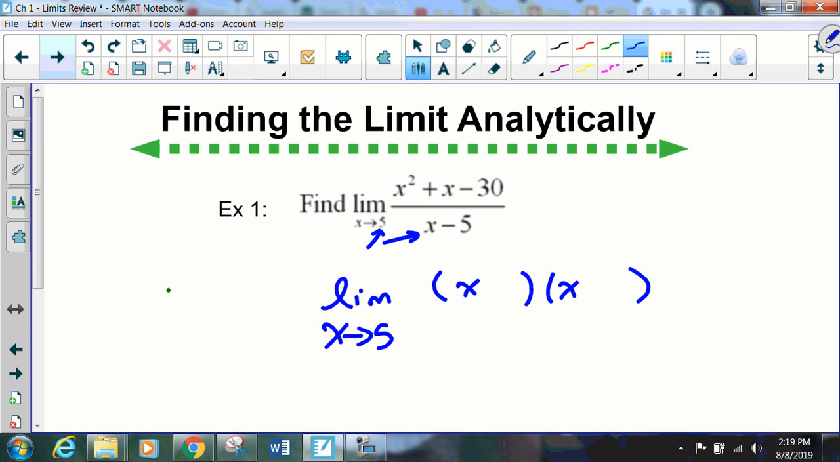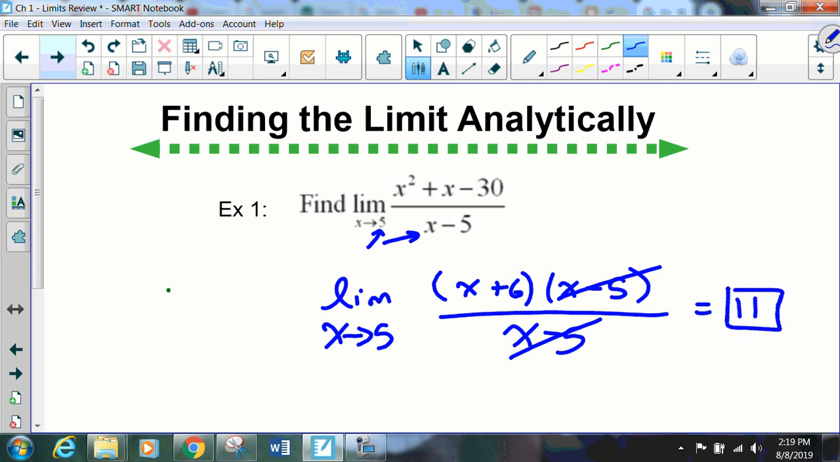I need 2 numbers that multiply together to equal -30, but add to equal +1. So that's going to give me a +6 and a -5. And I'm like, yay, this is how it should turn out. The problem should go away. It cancels out, and now I can use direct substitution and plug 5 in. 5 + 6 is 11, and that is the answer to my limit problem.